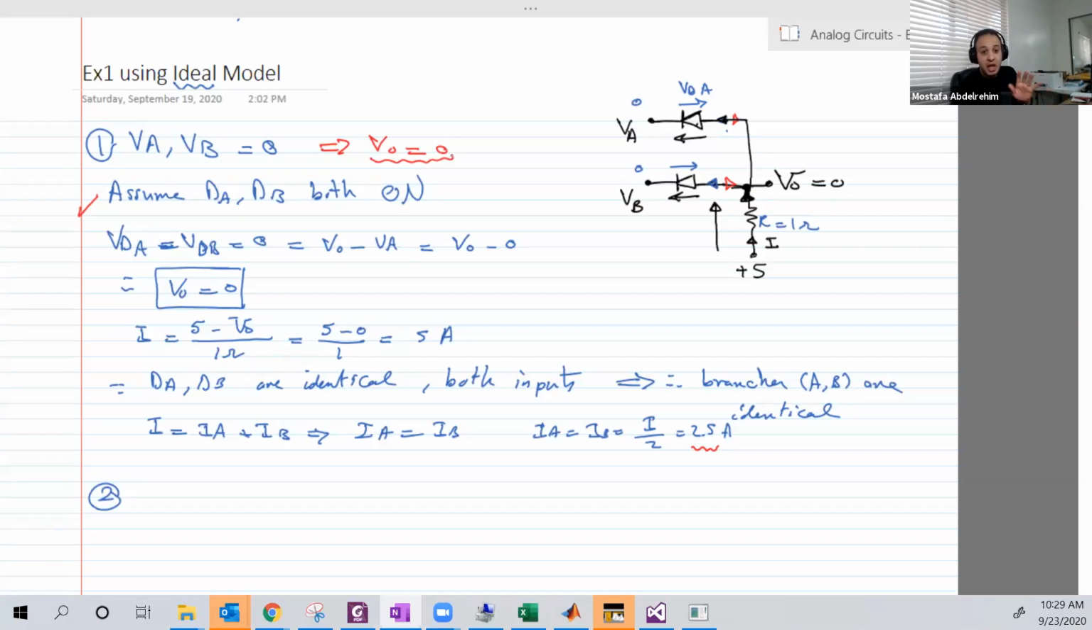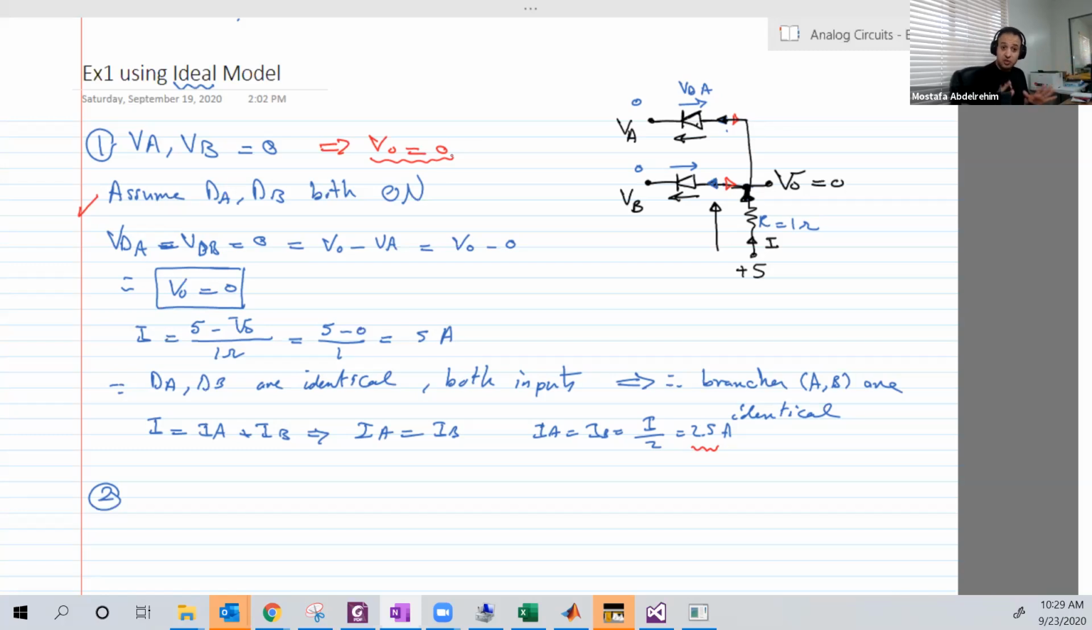In the exam, unless otherwise noted, or if I didn't explicitly mention to use the ideal model or the accurate model, which is the exponential one, use the constant voltage model.